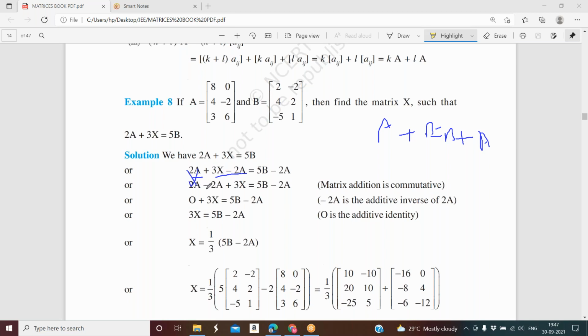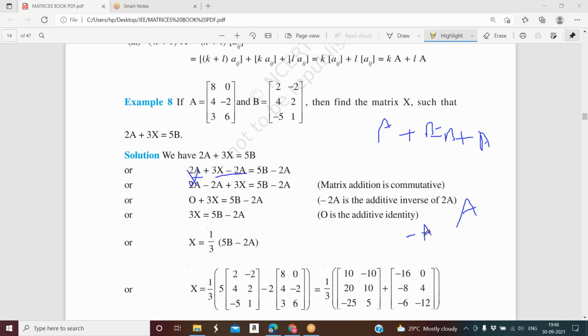What is 2A minus 2A? 2A minus 2A gives the 0 matrix, because minus 2A is the additive inverse of 2A. Minus A is the additive inverse of A. If you add A with minus A, it will give you a 0 matrix. What is 0? 0 is the additive identity element. The 0 matrix, that is matrix O.